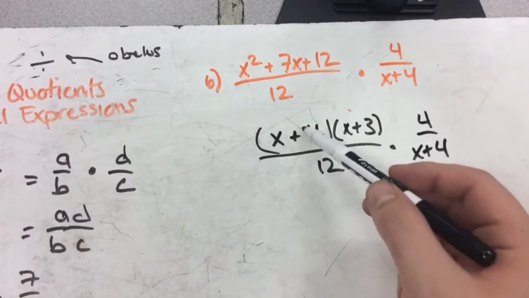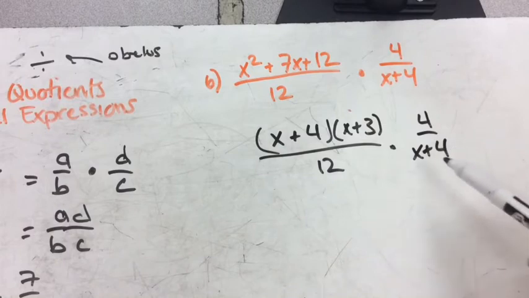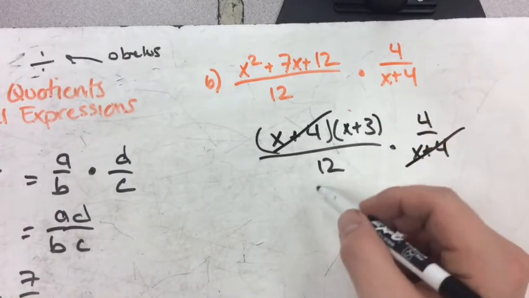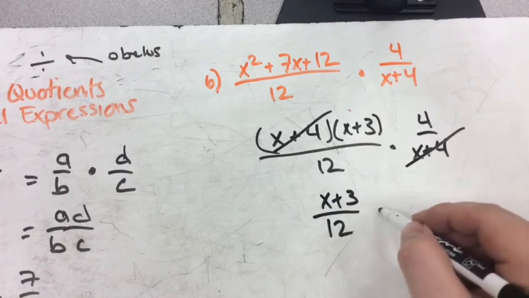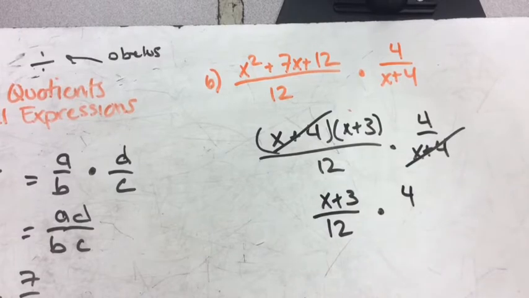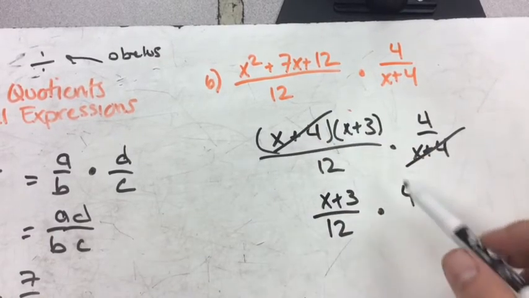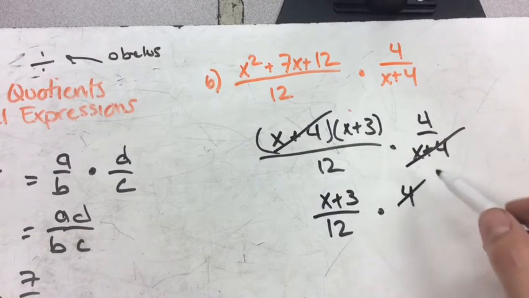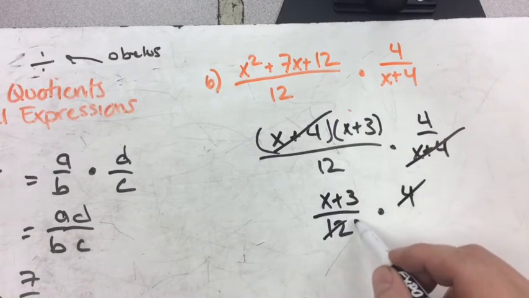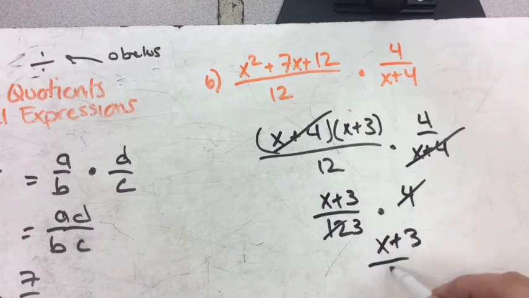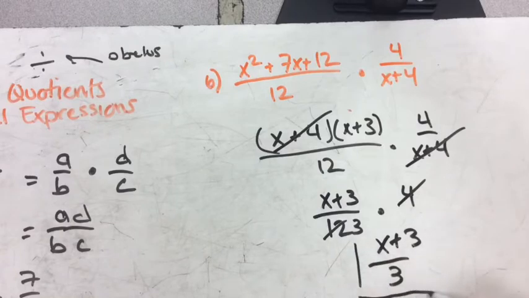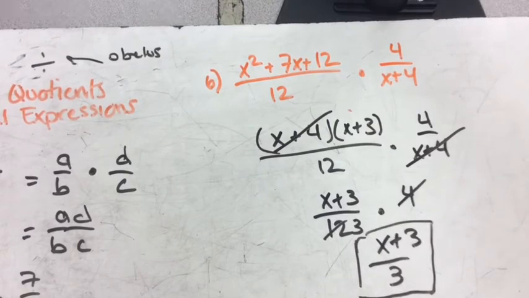At this point, since we have an x plus 4 up in the numerator and an x plus 4 down in the denominator, we can cancel these out. So now we're just looking at the multiplication of x plus 3 over 12 times 4, which is way easier to look at than dealing with the binomials. We could simplify this. We could take out the 4, and this would become a 3. And we end up with our answer of x plus 3 over 3. And we were able to get this answer without doing any multiplication. We did nothing but canceling out stuff we knew. So again, factor and cancel. That's going to be the name of the game for this.